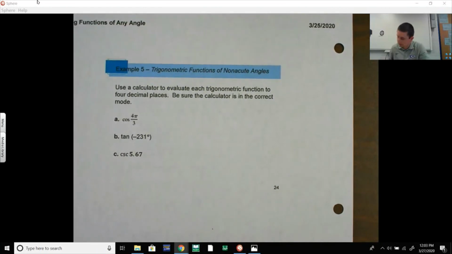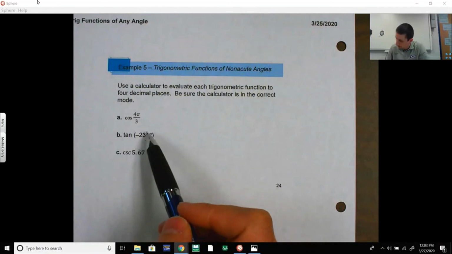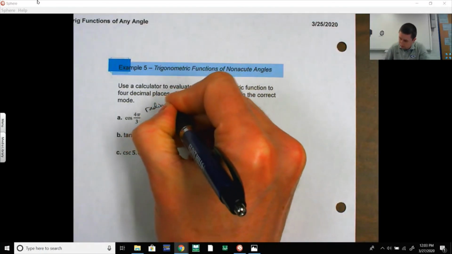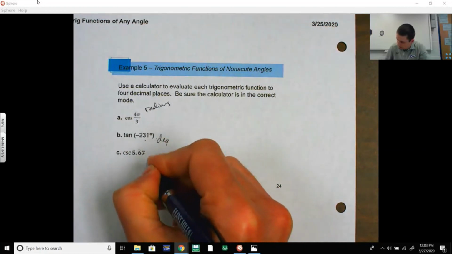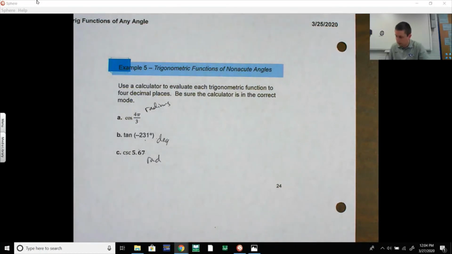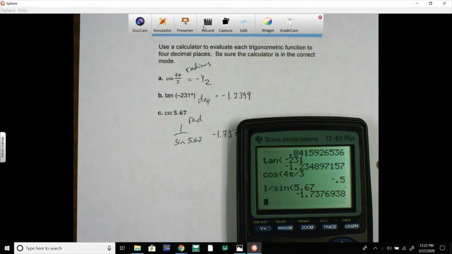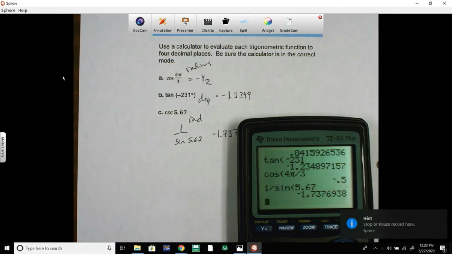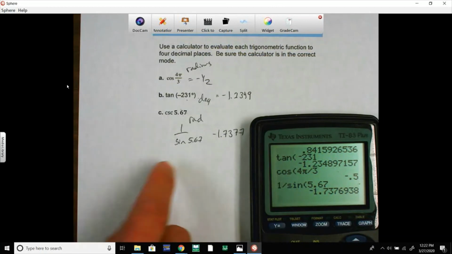I think the last stuff you have is just to use a calculator to evaluate these and make sure you're in the correct mode. So this one you want to be in radians. This one you're going to be in degrees. And this one we want to be in radians. I'm currently in degrees, so I'll do this one first. You probably won't notice it once I piece these videos together. We had an issue there at the end. But here are the final answers that I got on this last page, how I typed them in the calculator.